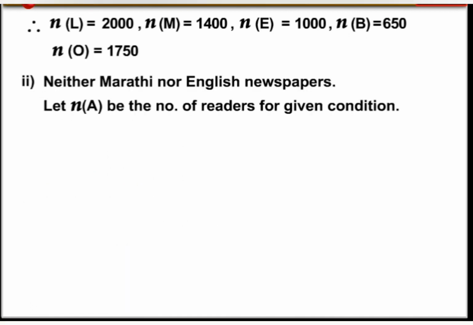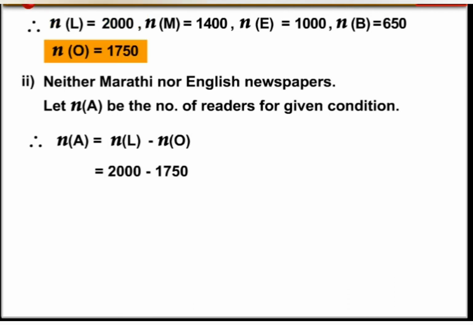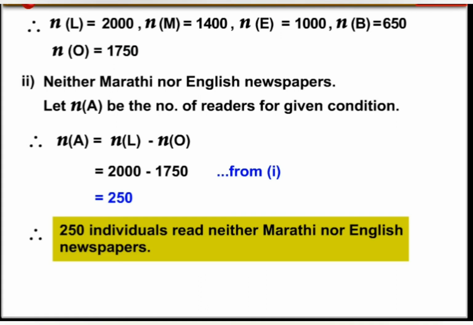2. Neither Marathi nor English newspapers. Let n(A) be the number of readers for the given condition. Therefore, n(A) is equal to n(L) minus n(O), that equals 2000 minus 1750 as derived in 1, that equals 250. Therefore, 250 individuals read neither Marathi nor English newspapers.